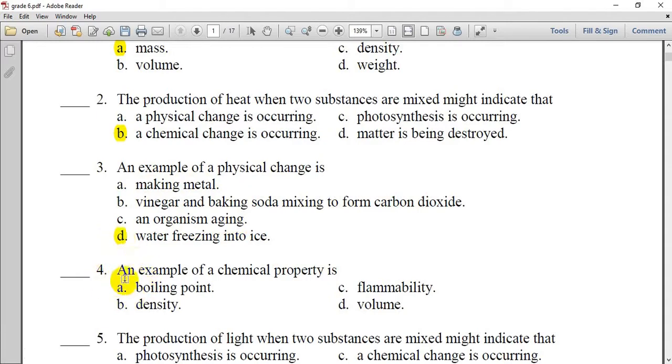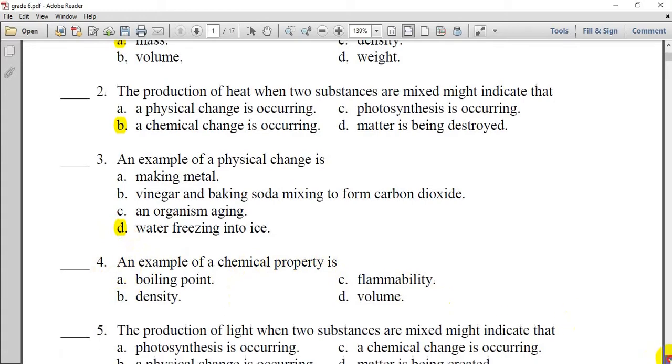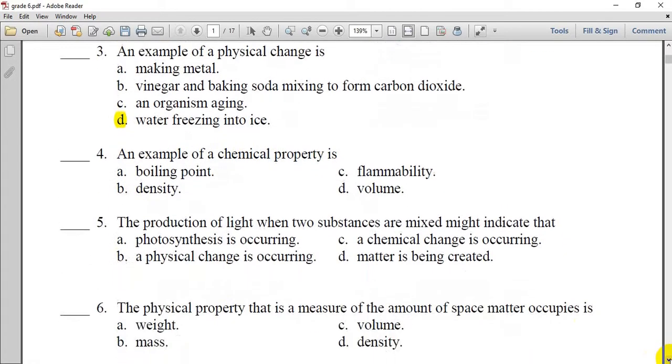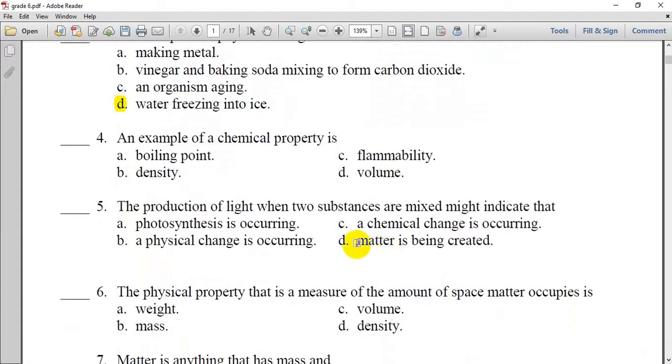Question 4. An example of a chemical property. We have two chemical properties to describe matter, how matter reacts with other substances. Flammability is one of them. What does flammability mean? Flammability means easily burning, whether this substance easily burns or not. So the answer for this question will be letter C.